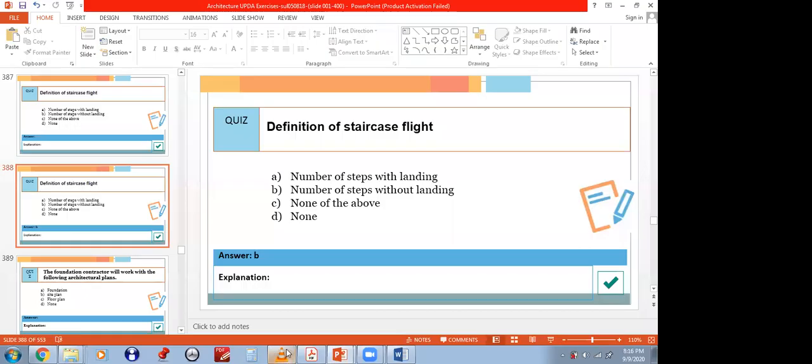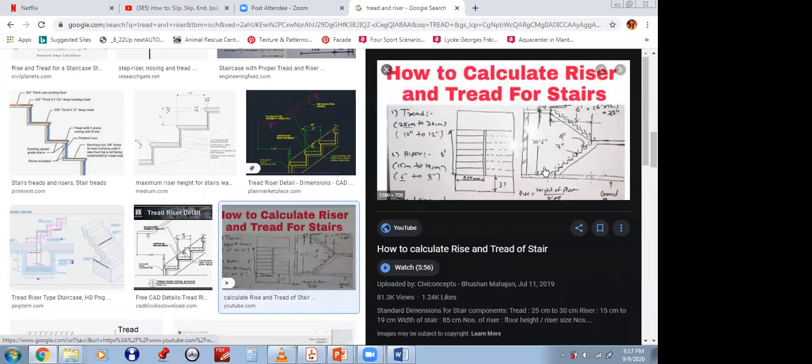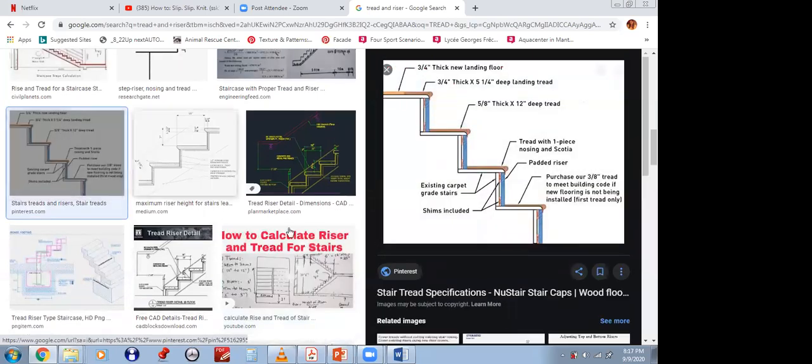Something wrong with my computer. Can you see my screen, my cursor? Between this floor to the next floor, it's called one flight of stairs. Do you know what this is called? Mid-landing. Yeah, that's called a mid-landing.